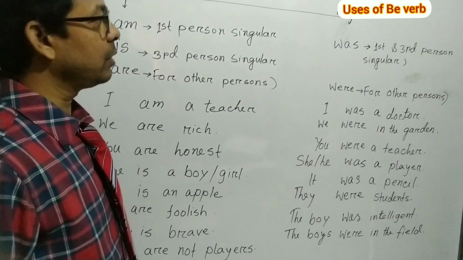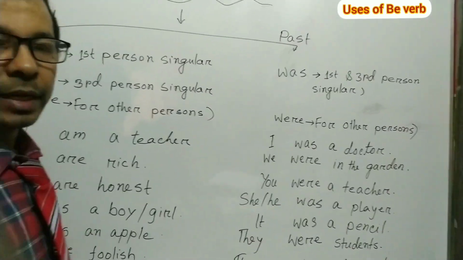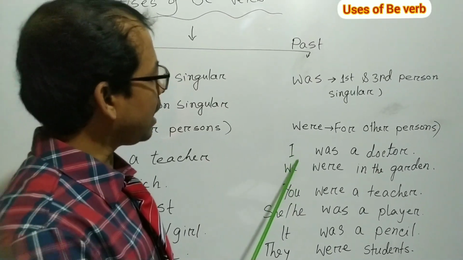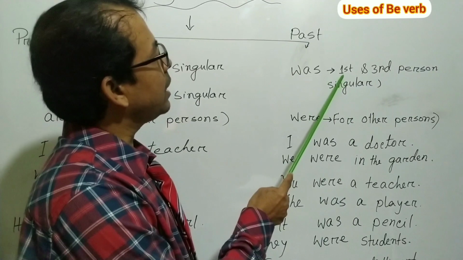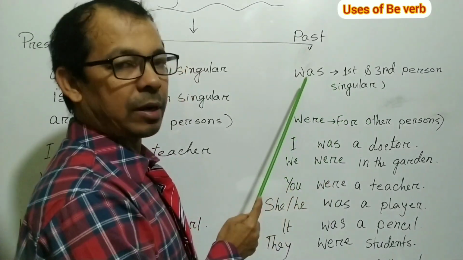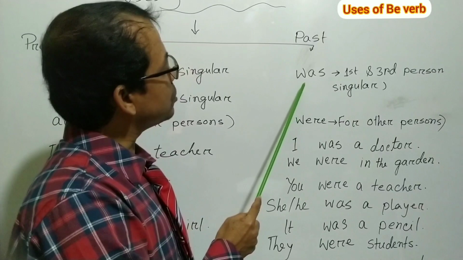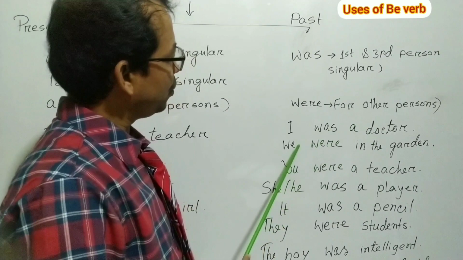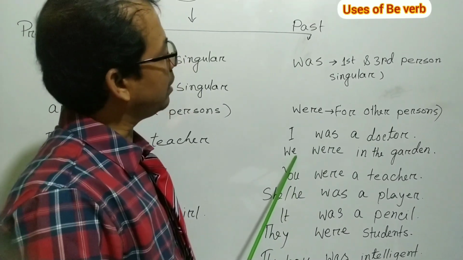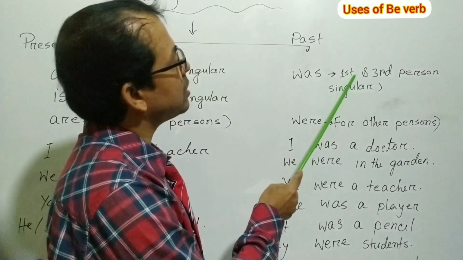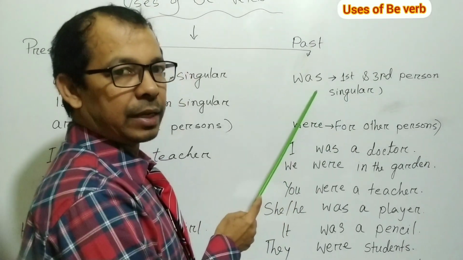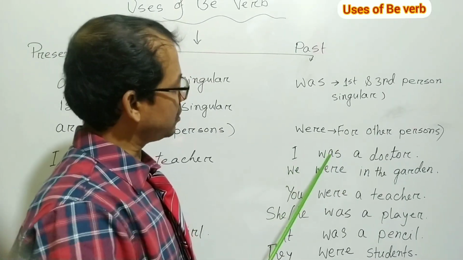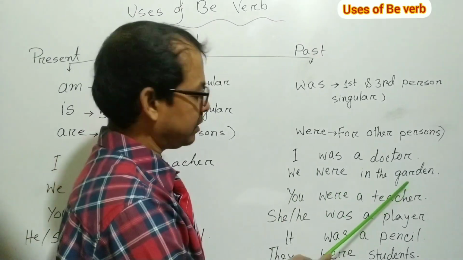My dear student, now we'll use was, were in different places, such as I, first person singular number. Here is written, for the first person and third person singular number, was will be used. So here is I, first person singular number. So I was a doctor. We, first person plural. So here first person and third person singular was, but for other person were will be used. So here we were in the garden.